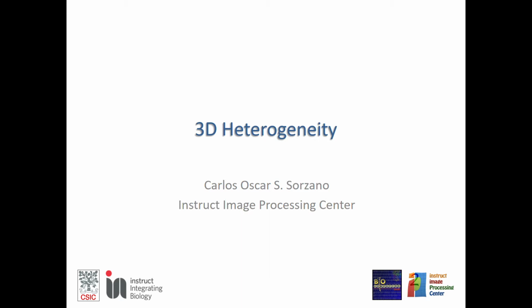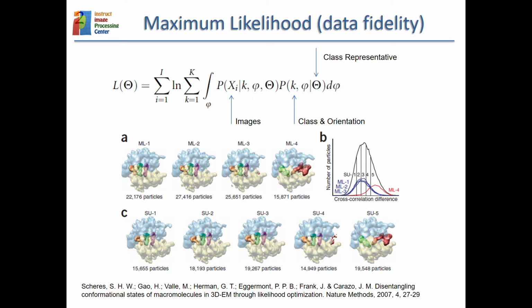So the next lecture is about 3D heterogeneity. The problem is that the images we are collecting typically belong to different conformations of the macromolecule that we are interested in. These multiple conformations may come from discrete states, so that, for instance, the macromolecule is bound or not bound to a particular ligand or to a particular factor, or also it may be because of some continuous heterogeneity, so that some part of the macromolecule is moving.